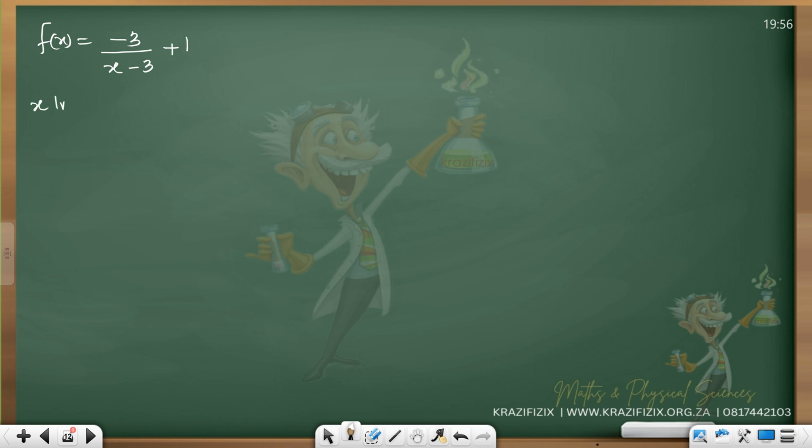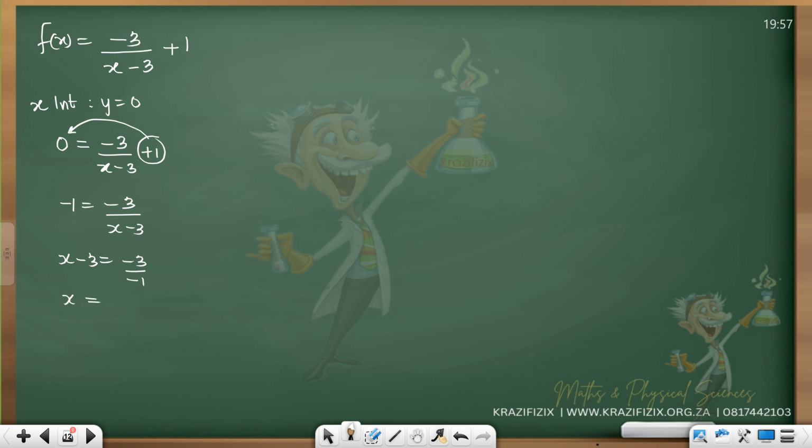Let's find the x-intercept. We know y is 0. So 0, we move this over. Usually I swap this. I just exchange them. Don't change the sign. I just usually swap this. And I simplify. That will be 3 plus 3. So when x is 6, y is 0.